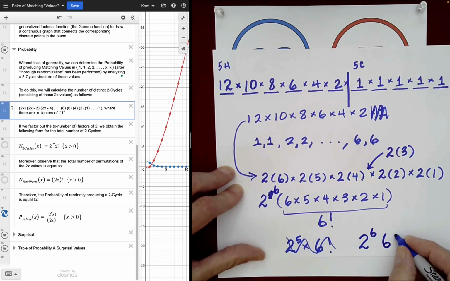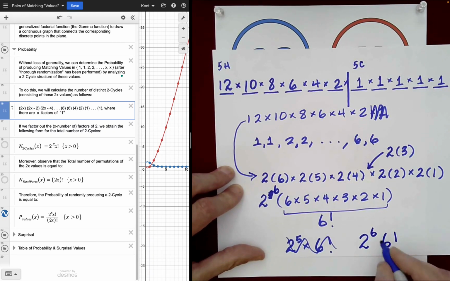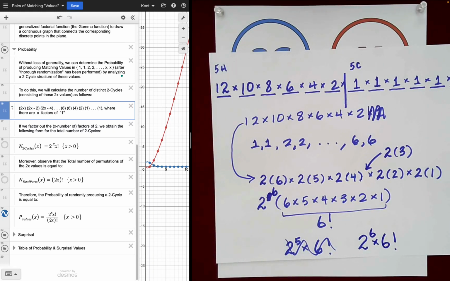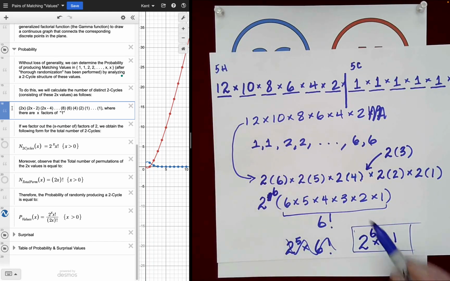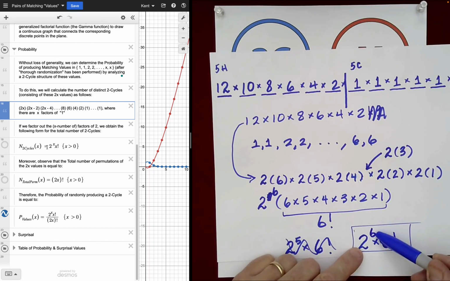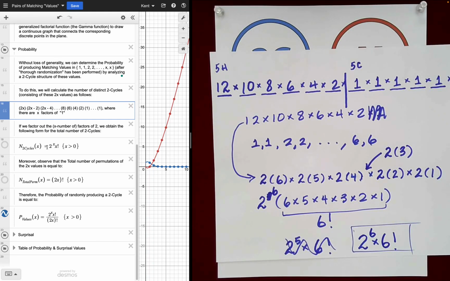The fact that the exponent of 2 matches the factorial is wonderful. Okay, so sorry about my omission. In the general case, we get this. Whatever the number of elements you have in each half of your 2-cycle, and here we're letting it be denoted by the variable x in the Desmos activity, it's 2 to the x times x factorial.